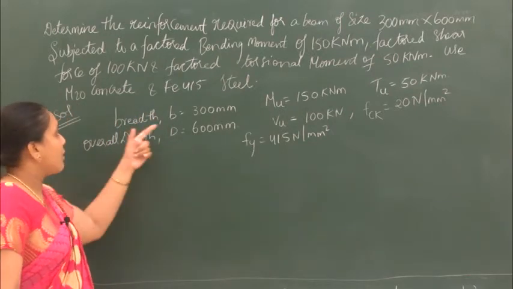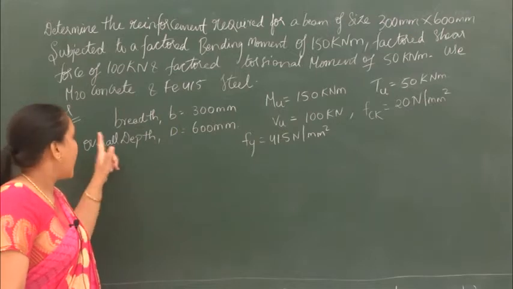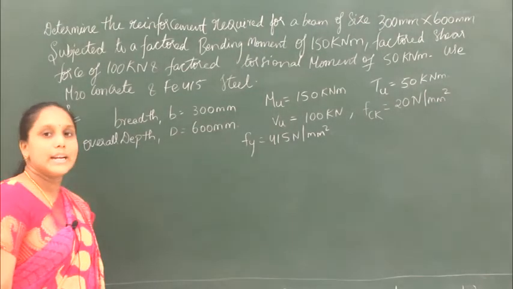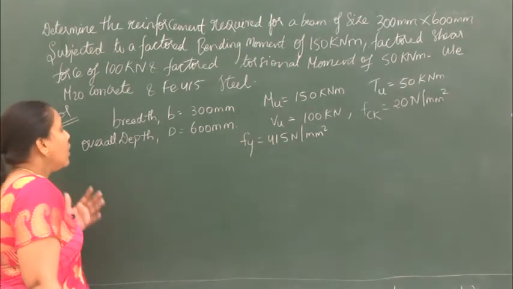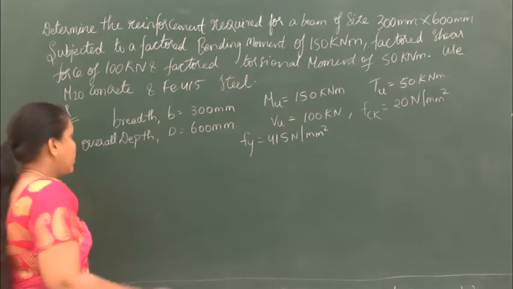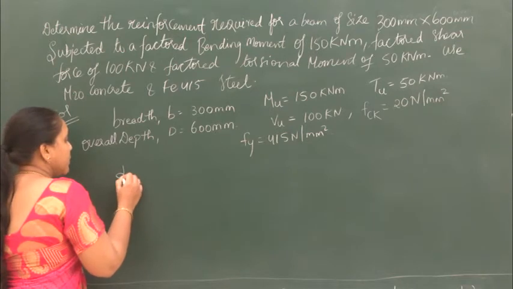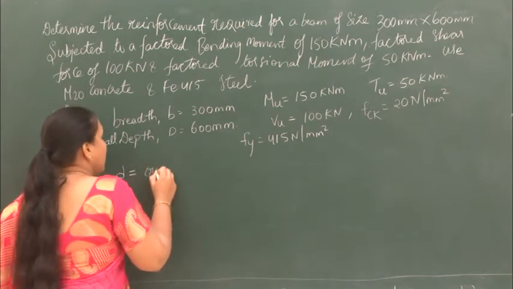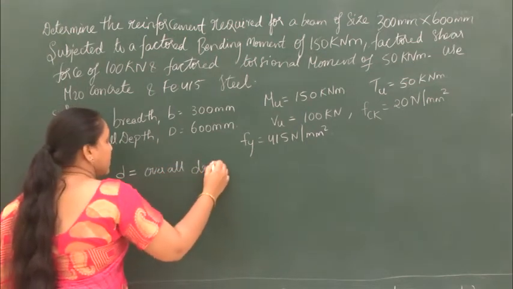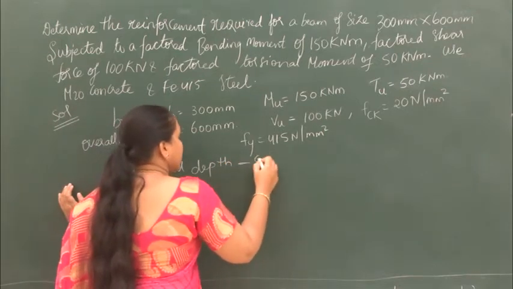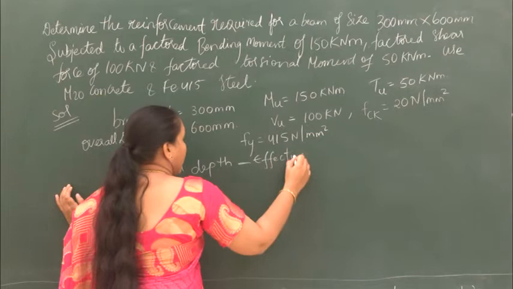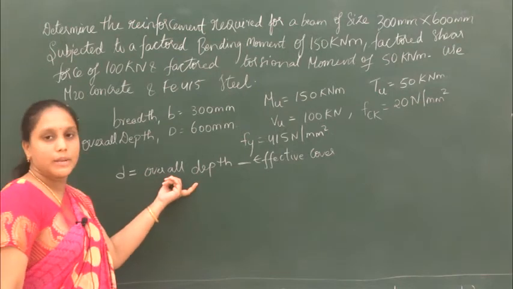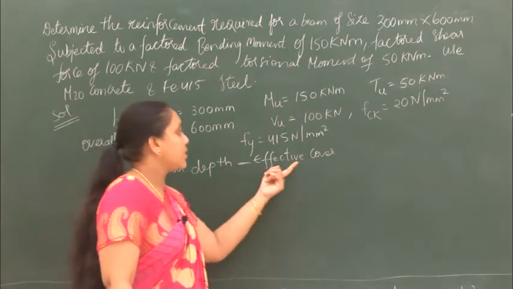First, we know the breadth b and we know the overall depth D, but we don't know the effective depth d. So first let us calculate the effective depth d. How can we calculate it? Effective depth d will be equal to overall depth minus the effective cover. I already know the overall depth D, which is 600 mm, but the effective cover is not known.